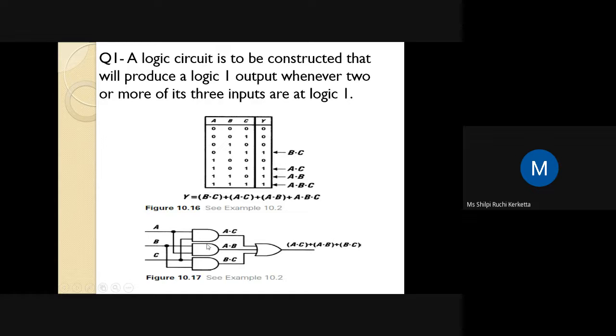So this is the circuit. This first AND gate is for AC, so we are taking A and we are taking C. This AND gate is for AB, so we are taking A and B from here. And this is for BC, so here we are taking B, and from here we are taking C. So we got this part and this part. Here we can see a plus, so we are using an OR gate. So the final output is AC plus AB plus BC. Okay. Yes, ma'am.